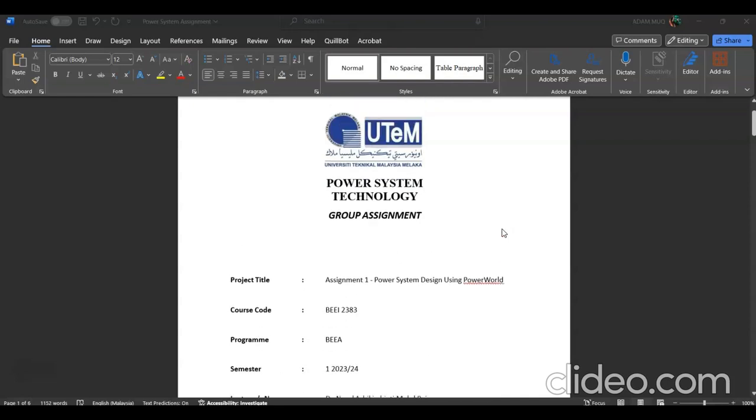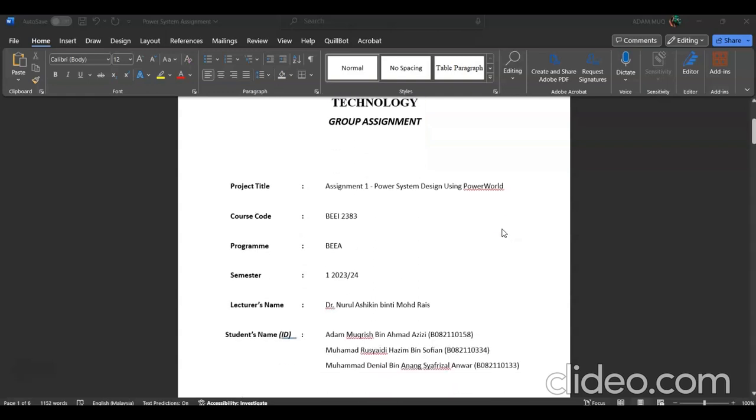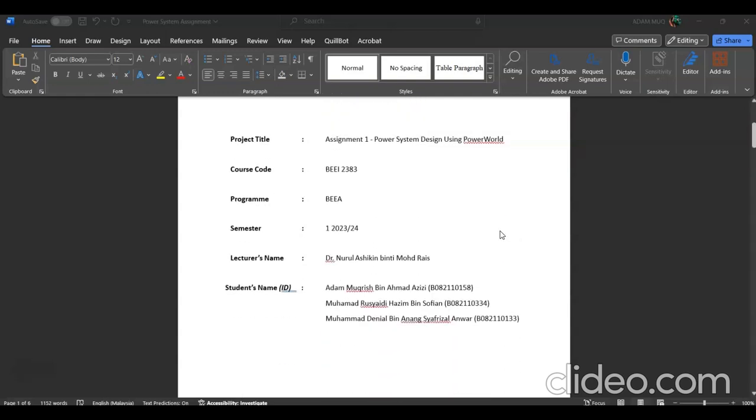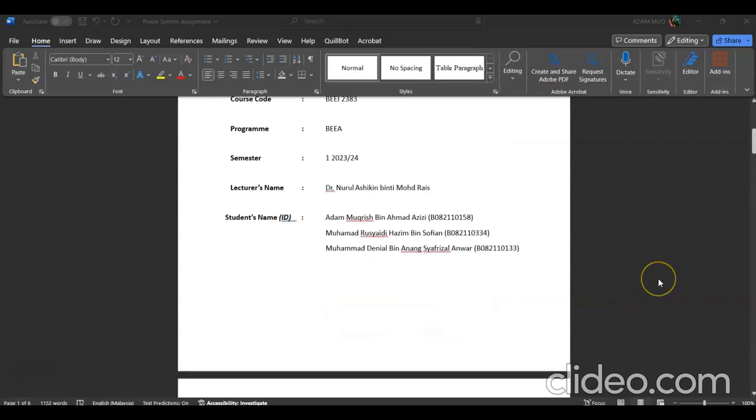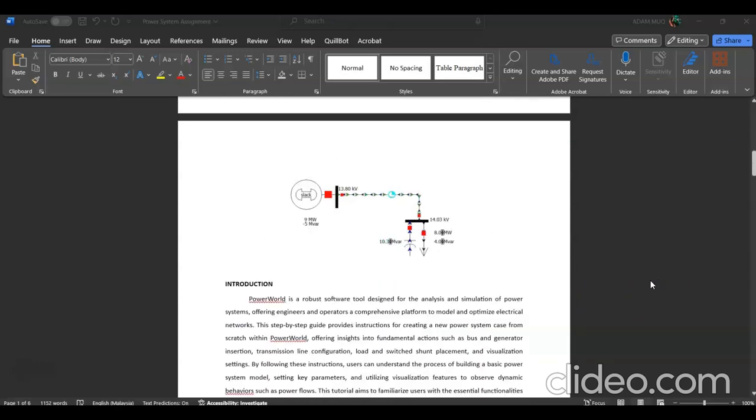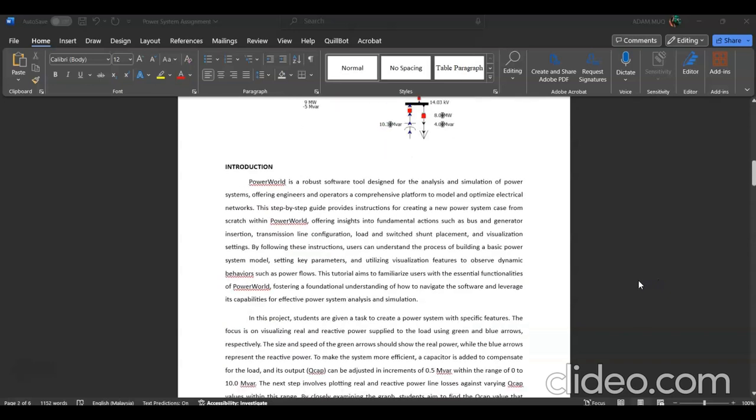Today I will present our group assignment. This is my team. My name is Adam Mokrish bin Ahmad Azizi, my matric number is B0821100158, and this is my team also, Muhammad Rushaidi and Muhammad Daniel. Now I will talk to you about the introduction.